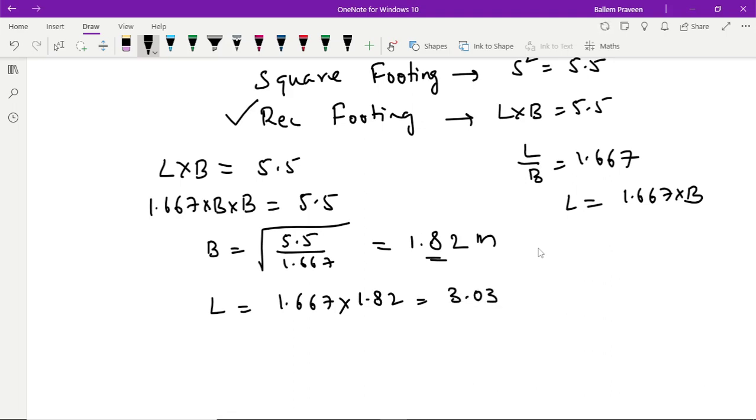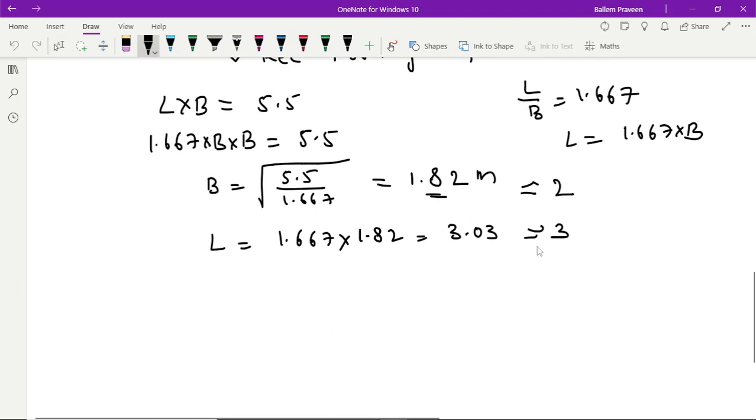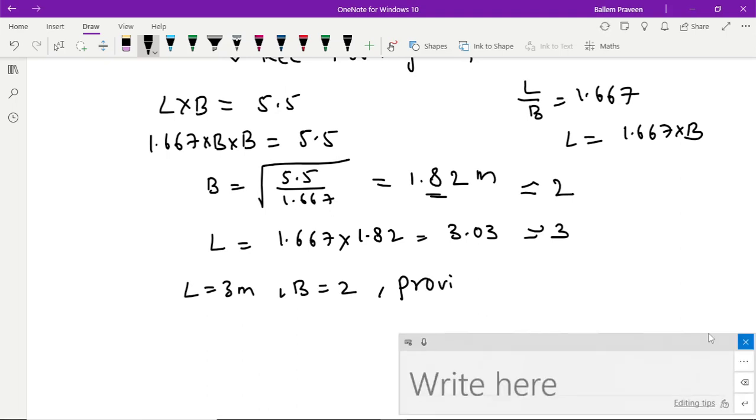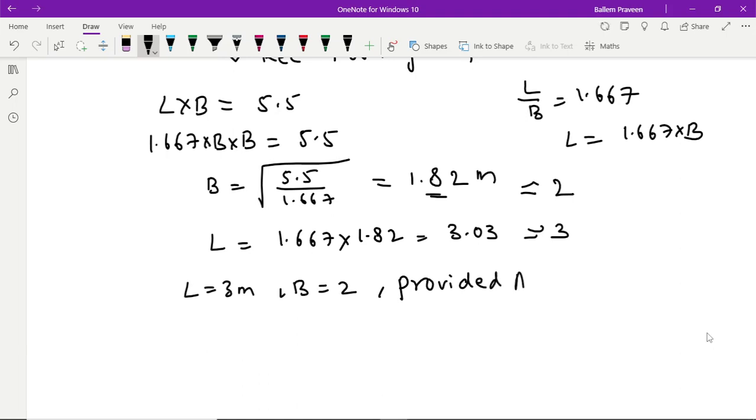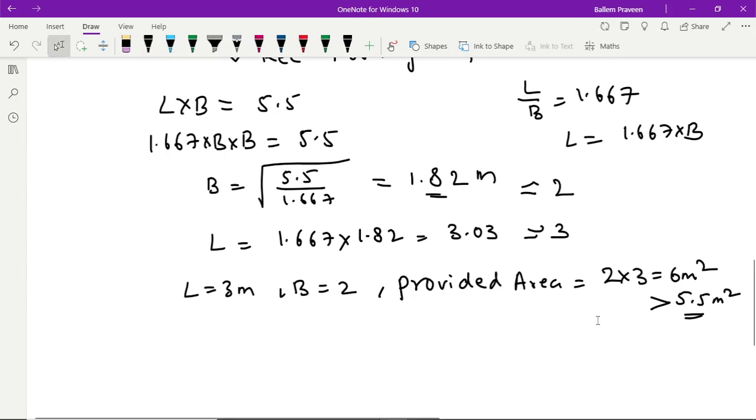So we can consider B as 2 meters and L as 3 meters. Let us provide L equal to 3 meters and B equal to 2 meters, and you have to check the provided area also. The provided area is 2 into 3, which is 6 meter square, which is greater than the required area. The required area is 5.5 meter square. Since 5.5 meter square is less than 6, it is safe. So the area that you have provided is okay.